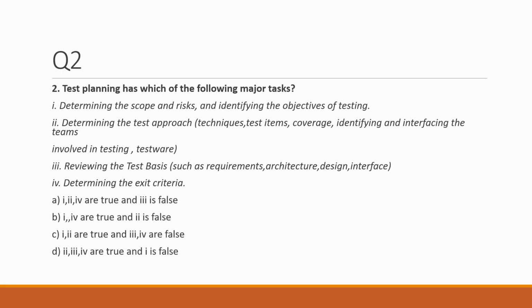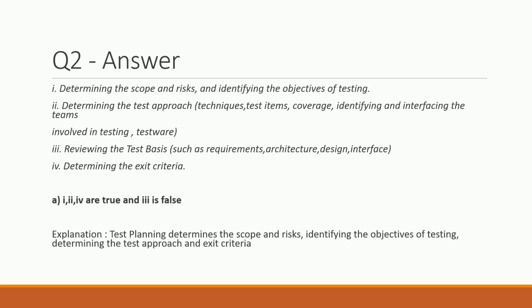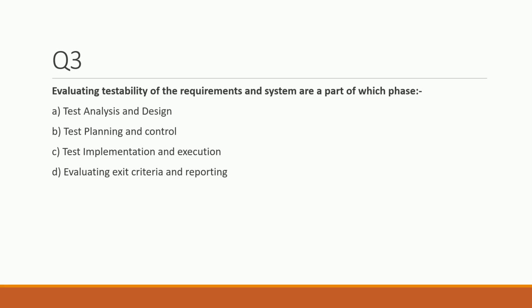Question 2 is: test planning has which of the following major tasks? Determining the scope and the risks, identifying the objectives of testing, determining the test approach, reviewing the test cases, determining the exit criteria. So the correct answer is A, where test planning determines the scope and risk, identifies the objectives of testing, and determines the test approach and exit criteria, whereas 3 is false.